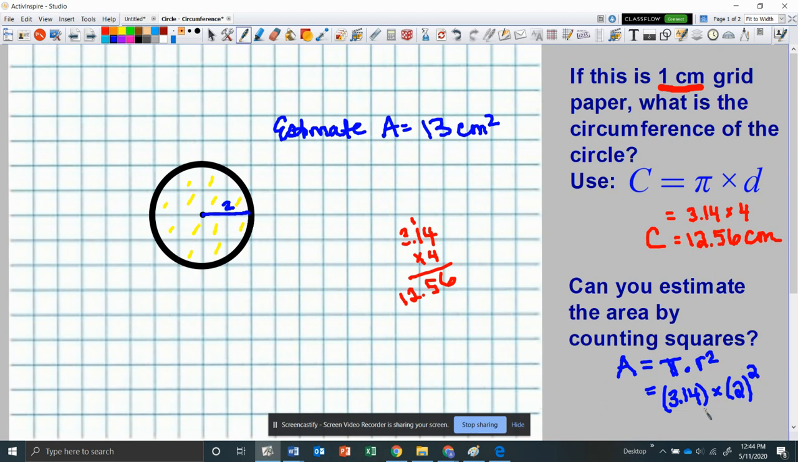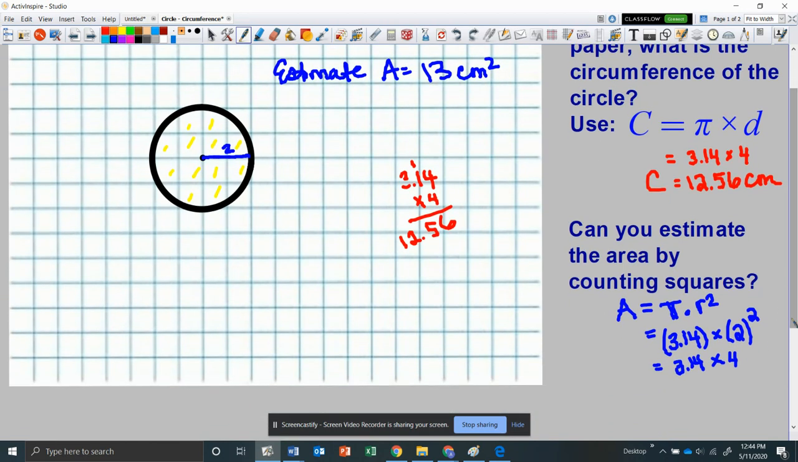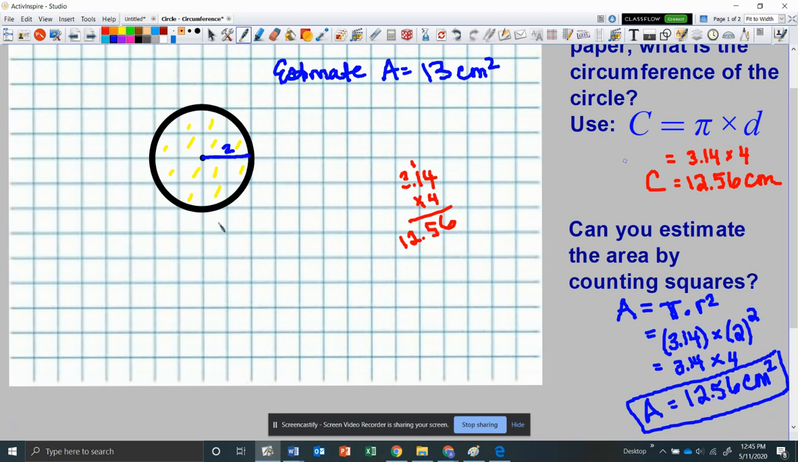So we do 3.14 times 2 to the second power. Now we have to do the 2 to the second power first, so we get 3.14 times 4, which the answer actually ends up looking the same as the one above. 12.56 is the number, but we're actually looking at centimeters squared. And the only reason why it worked out like this for this problem is because the radius times itself is the same thing as the diameter for this problem, but that is not always the case.